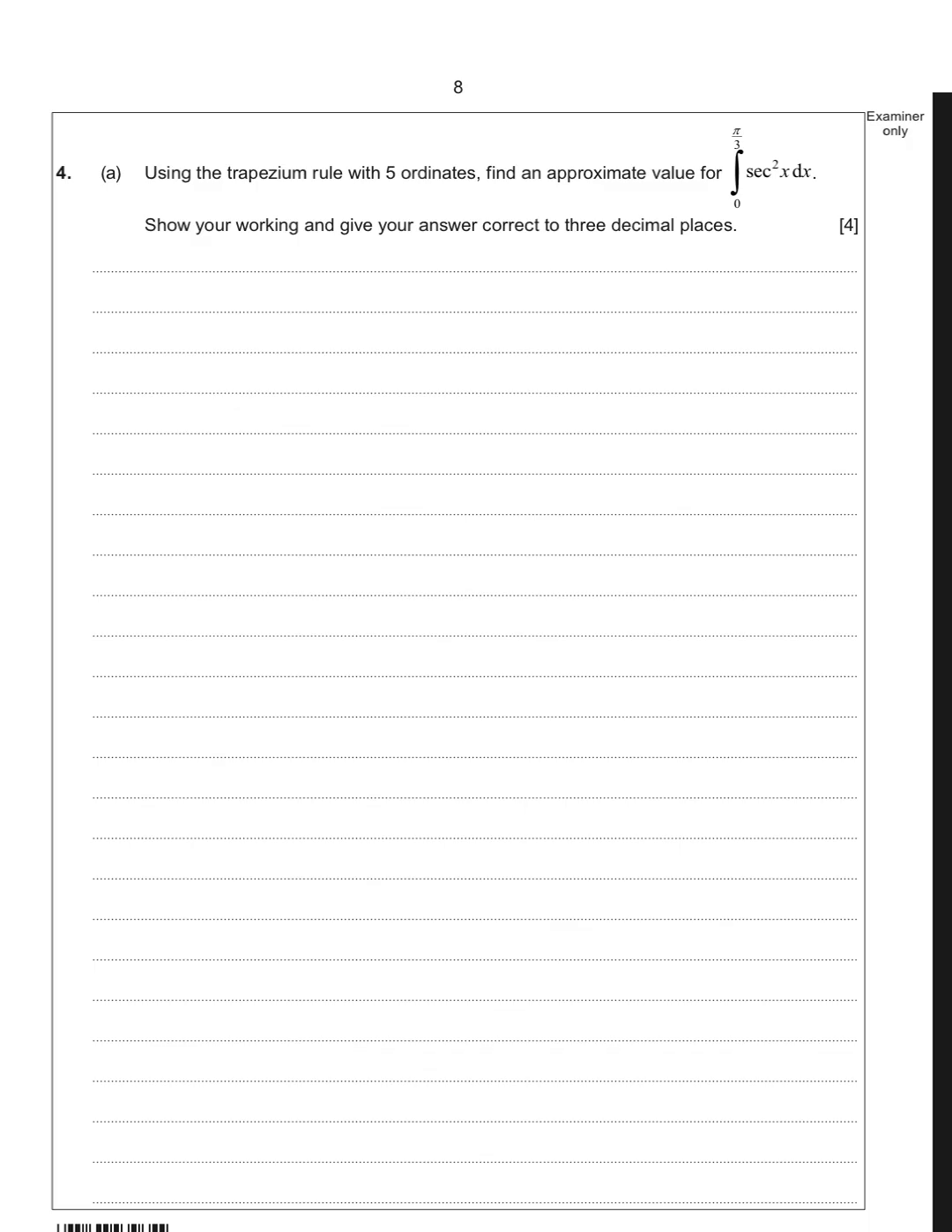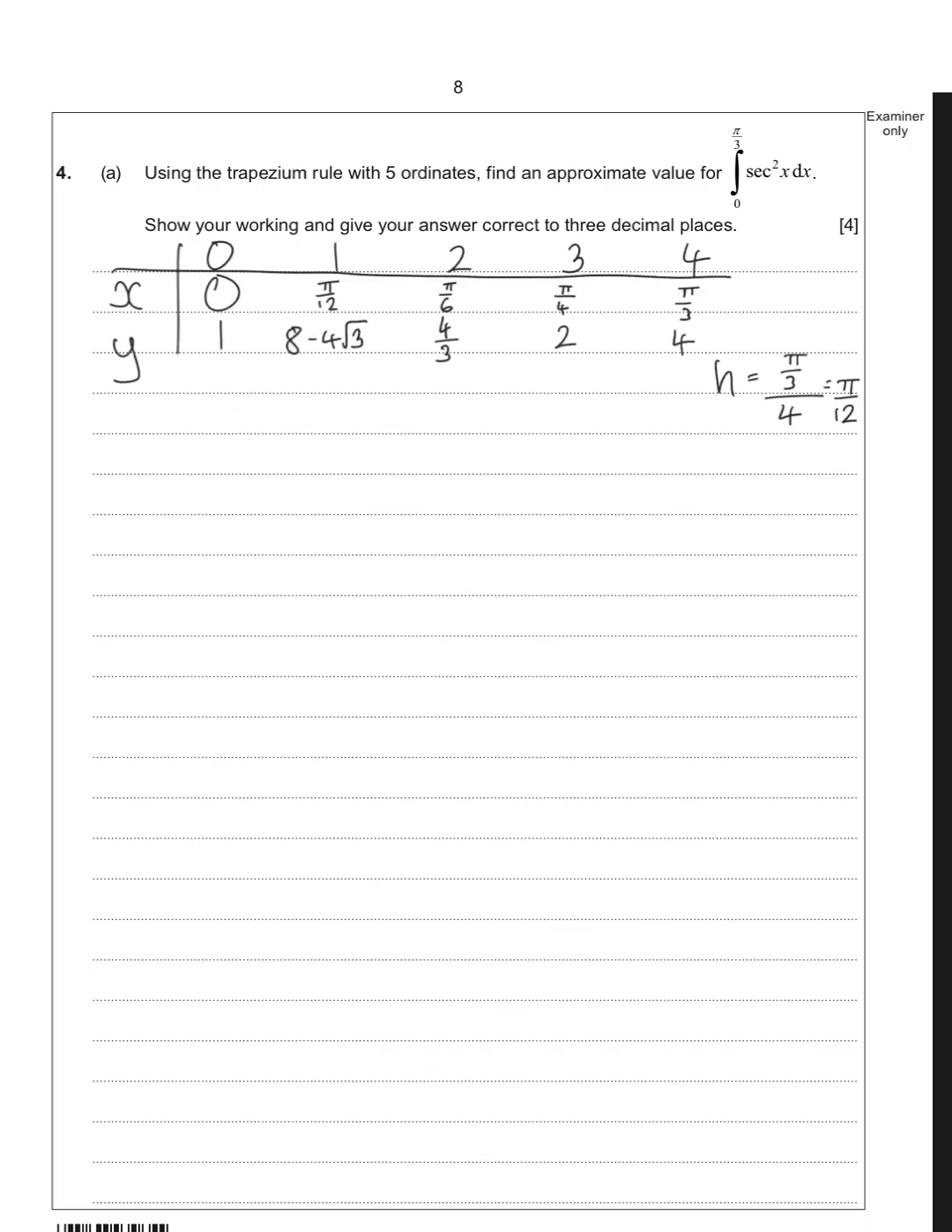Then to find my y ordinate, I'm going to use those values, 0, pi by 12, etc., and I'm going to put them into my function, my sec squared function. So sec squared of 0 is 1. When you then do sec squared of pi by 12, I'm fancy, so I'm going to write them in surd form where I possibly can. Then for the next one, we get 4/3. Then for the next one, we get 2. And for the next one, we get 4. Okay, so our x ordinates now are pretty much done with.